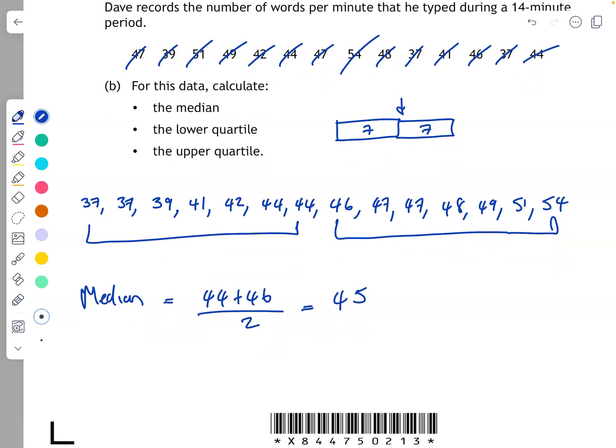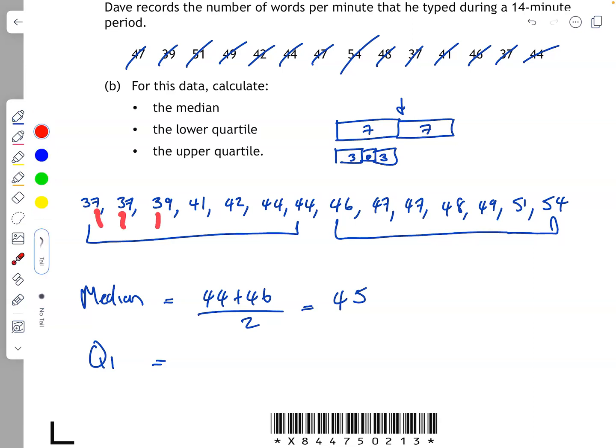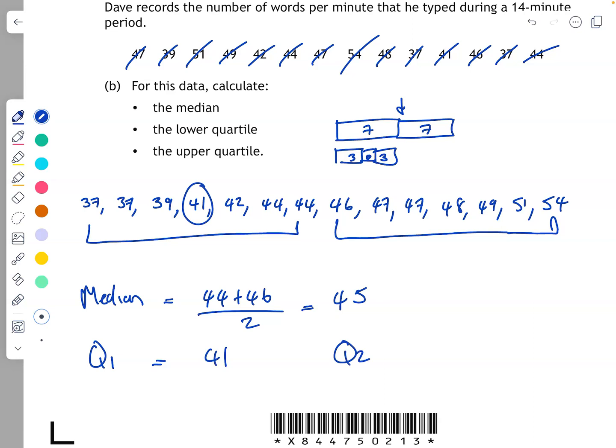Now we're going to do the lower quartile, which we call Q1. It's basically the median of the first half. Now we got a grouping of 7, so that's two groupings of 3 with Q1 in the middle. So it's actually the fourth number. We've got 1, 2, 3, and it's going to be this number here. So this here is Q1, so that's 41. And Q3 is the same, but for the second grouping. We're basically splitting the second half of the data into two. So two groups of 3, and it's the middle number, which is 48.